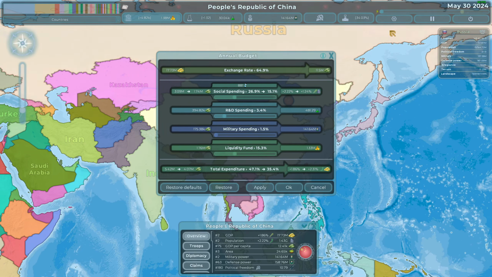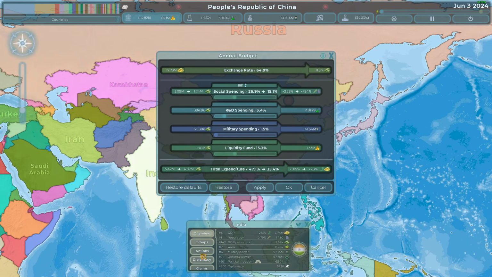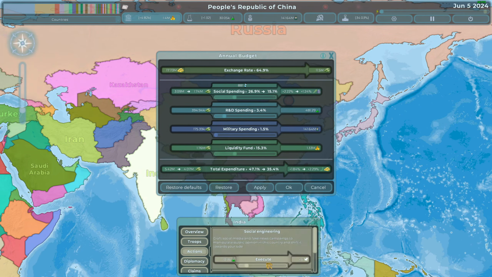For research, it increases your research points. It's good for pushing technology, and it's also great for this social engineering diplomatic option. I put this at 8 generally. It's a good balance. Liquidity increases your money. Good for producing more troops and securing alliances. For countries such as China, I like to put this at 27.